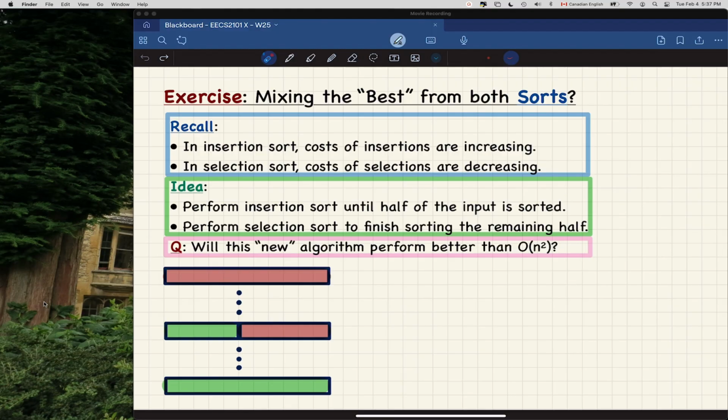Why don't we take the best out of the 2 sorting algorithms, since the cost of insertions is increasing and the cost of selections is decreasing? The idea would be, why don't we do insertions while the cost is still reasonably low, and do selection once it becomes relatively cheaper? So we do maybe only the first half with insertion, and the second half with selection only.